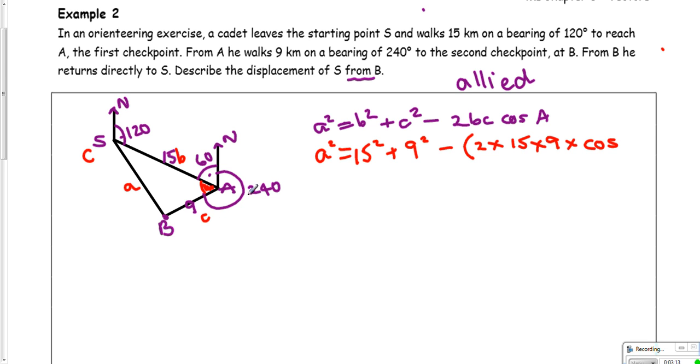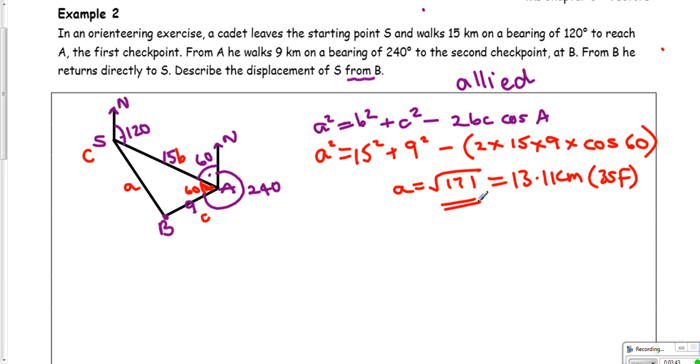Full turn is 360. Take off the 240, that leaves 120. Then you have to know that this is 60. So take off another 60, and that leaves us with 60 in there. Now, if you work that out and then take the square root, we should get root 171. Try that on your calculator. And it's 13.1 kilometres if we're doing it to 3 SF. So that's the actual distance, but we want the displacement, so we also have to give the angle.